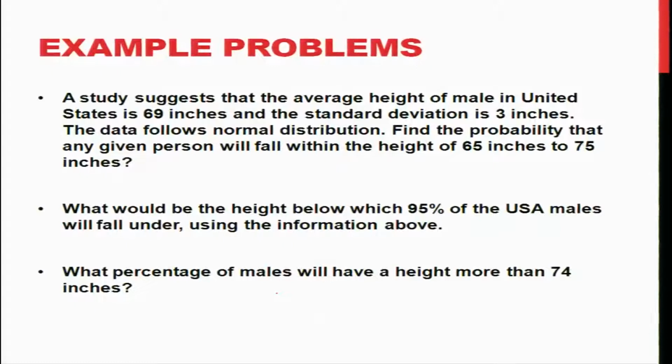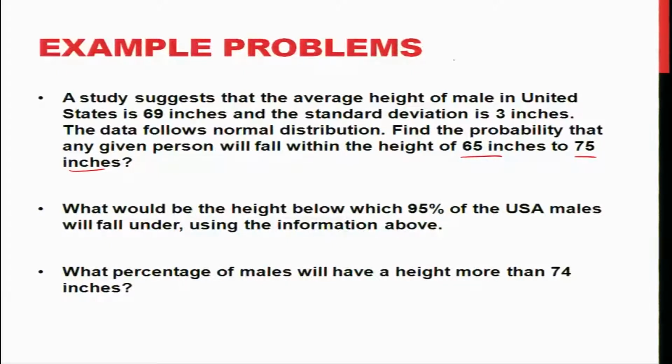So, one simple example that we will try is this: a study suggests that the average height of a male in the United States is 69 inches and the standard deviation is 3 inches. The data follows a normal distribution. Find the probability that any given person will fall within a height of 65 inches to 75 inches.